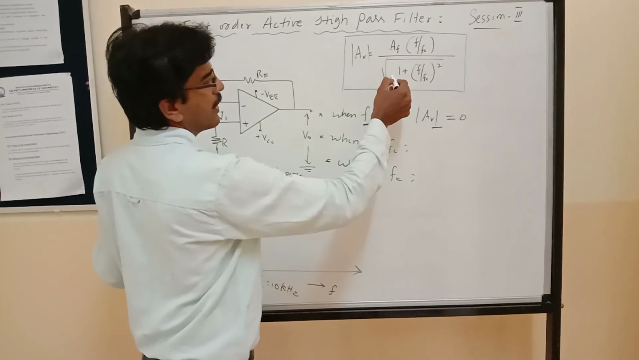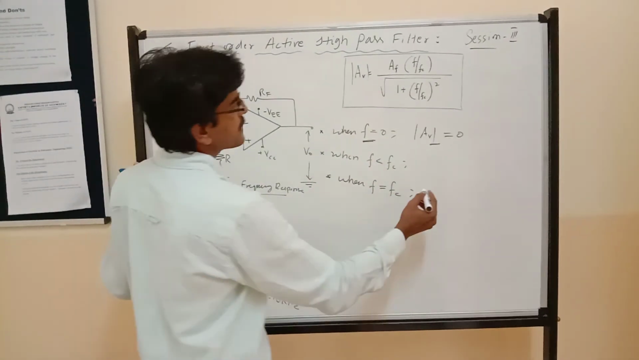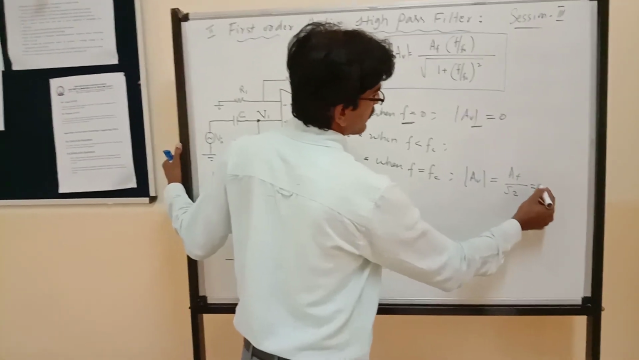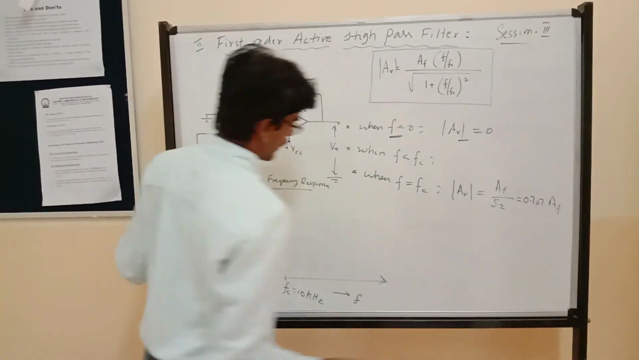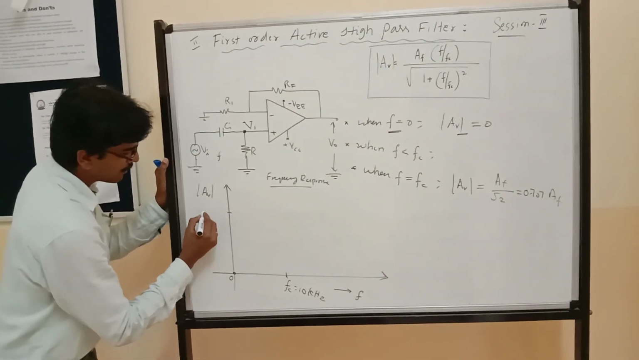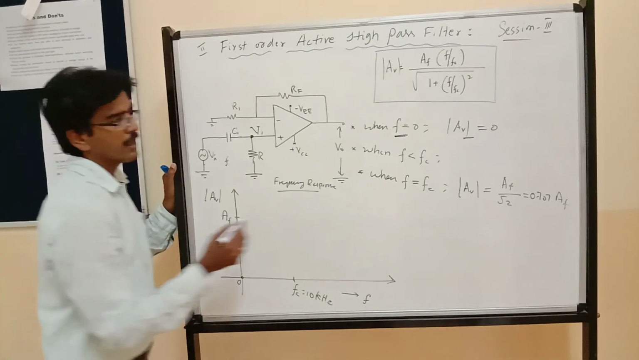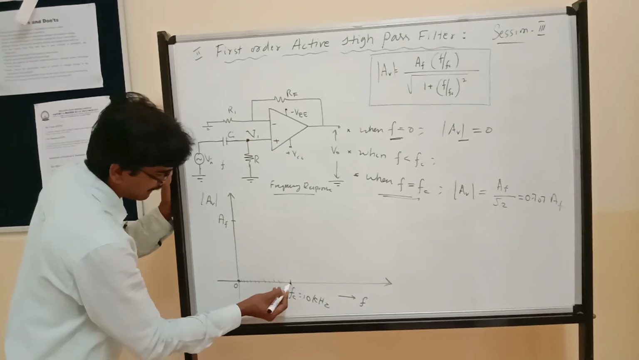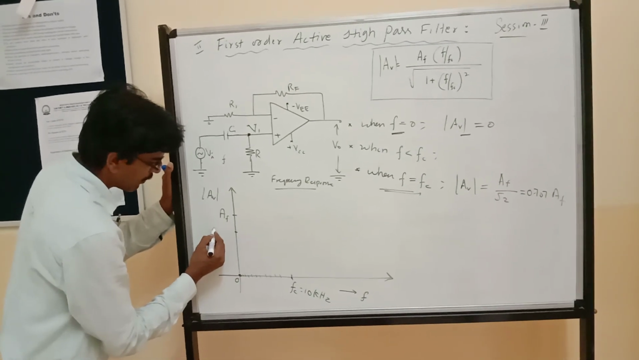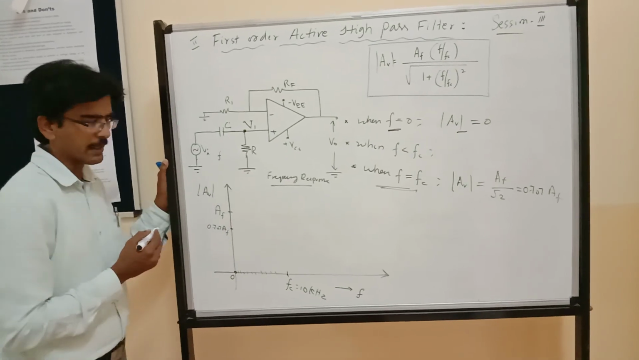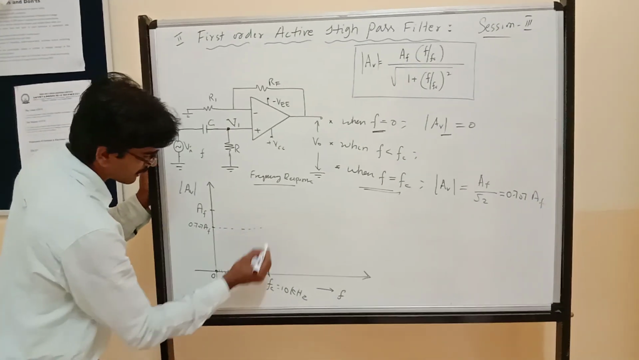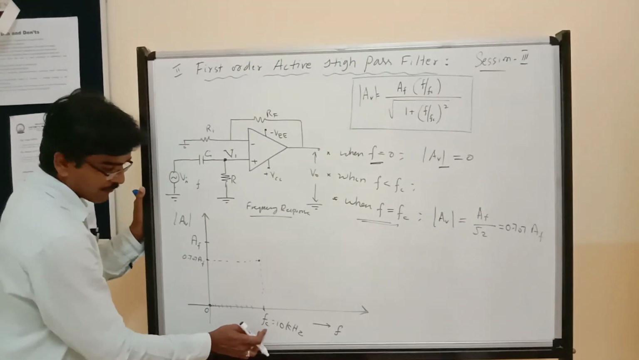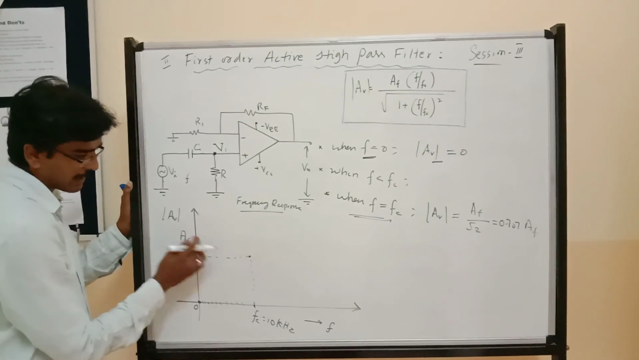F equal to Fc, this is 1, this is 1. So, the denominator is root 2, that is root of 1 plus 1. So, what happens here? The magnitude of gain is equal to AF by root 2, which is 0.707 AF. That means, if I take this as the magnitude of maximum gain AF, then when the input signal frequency reaches Fc, the gain comes down to 0.707 times the maximum value of the gain. Suppose this point is somewhere here. So, when the frequency reaches the cutoff frequency, gain is 0.707 times the maximum gain, that is this point.